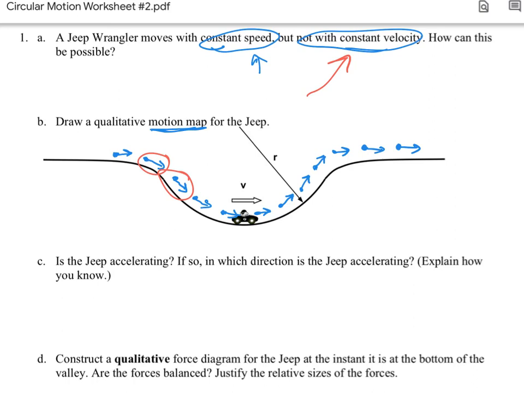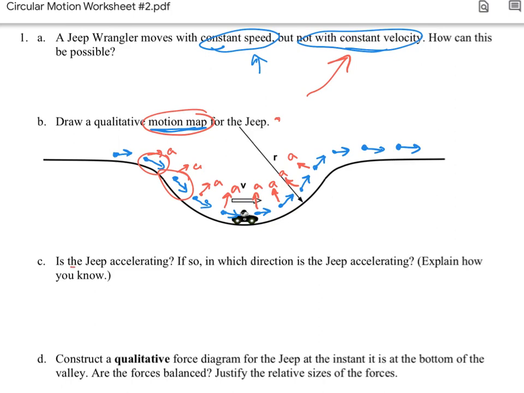It doesn't say to draw acceleration arrows for this motion map. If I did draw acceleration arrows, you can tell where they would be pointed, towards the center of the circle. So I would have little acceleration arrows that are constantly changing in direction, pointed towards the center of the circle. And the acceleration isn't changing in magnitude, it's just the direction of it that is changing. So the blue arrows represent velocity, the red arrows represent acceleration.